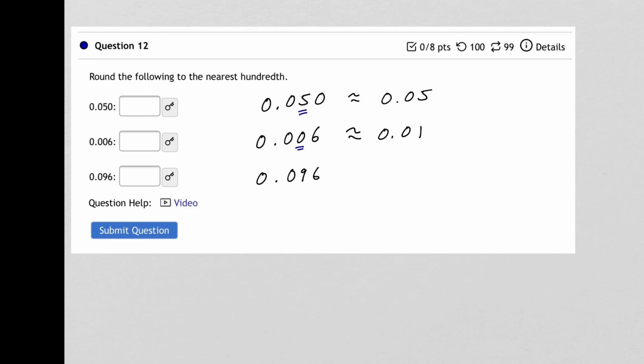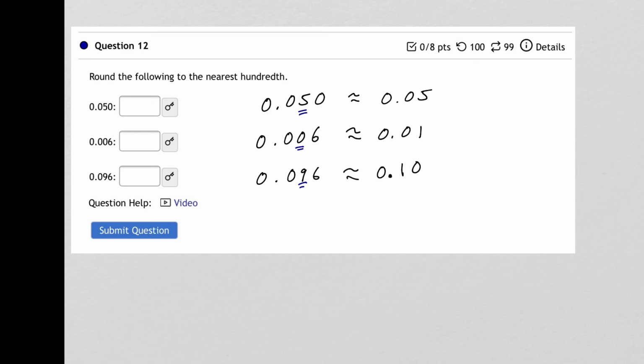And then the next one, I have 0.096. Okay, so I want to round to the nearest hundredth. So that's the 9. I look to the right. Well, 6 is greater than or equal to 5, right? So the 9 has to go up to a 10, but I can't put a 10 there, so I put the 0 there, and then the 1 has to carry over to the tenths place, right? So this is going to be equal to 0.10. And notice that when I write the answers, they all have 2 decimal places, right? So they're all rounded to the nearest hundredth, and that's what we wanted.